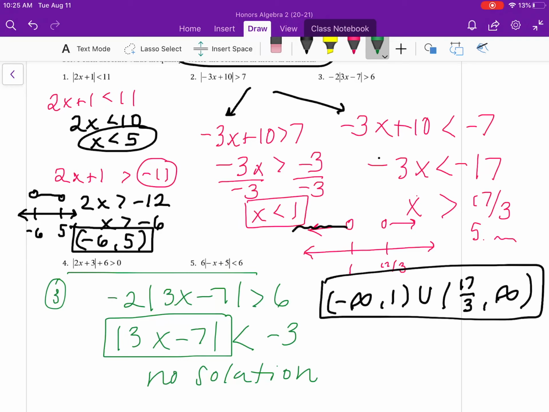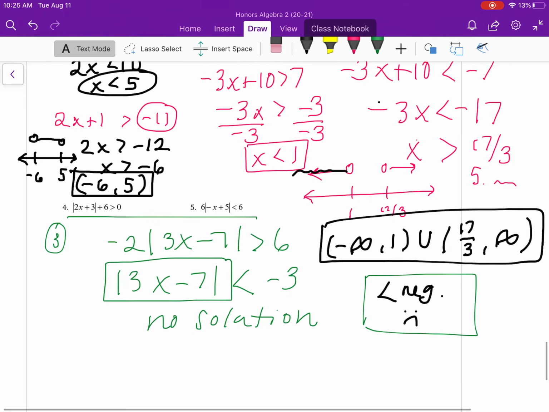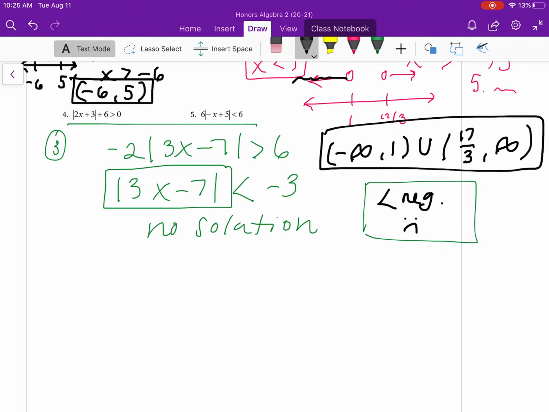So you kind of have to think it through. If it's ever less than a negative, that's a no-go. So maybe make a note to yourself: less than a negative number is no solution. If it's greater than a negative number, we'll see what happens there in just a moment.